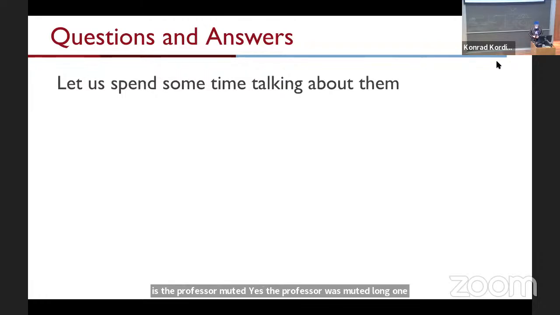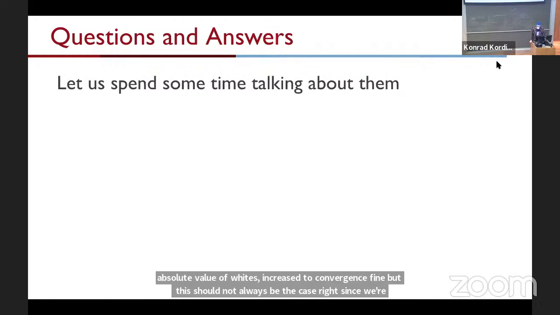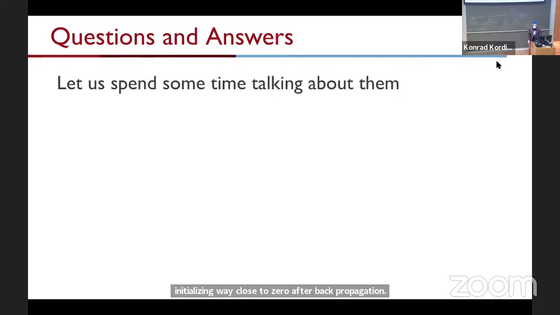The long one. In week 2, day 2, we saw that the absolute value of weights increased to the convergence point, but this should not always be the case, right? Since we're initializing weights close to 0, after backpropagation the weights can reduce further to reach convergence point 2. Yes, there's nothing fundamental that says that a given weight cannot go down. But if we initialize it at 0 and we think about it from this linearization of the overall problem, we have these independent things that come in one after the other.